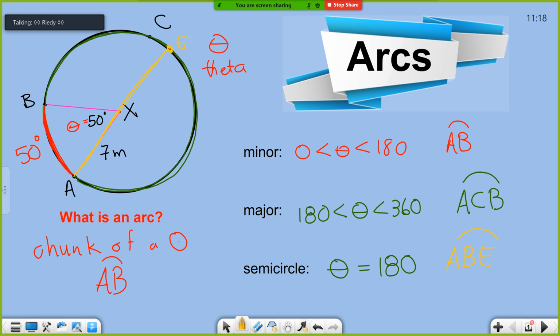That yellow's a horrible choice, I apologize. Go from A to E, but pass through B. I can also call it ACE. Doesn't matter, just some point on that semicircle. If I want the other semicircle, I have to choose a new point, or I got to put a new point on there. Okay? Again, these are called arc measures.